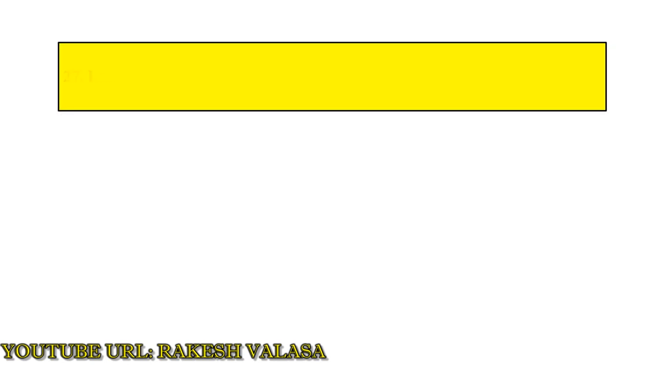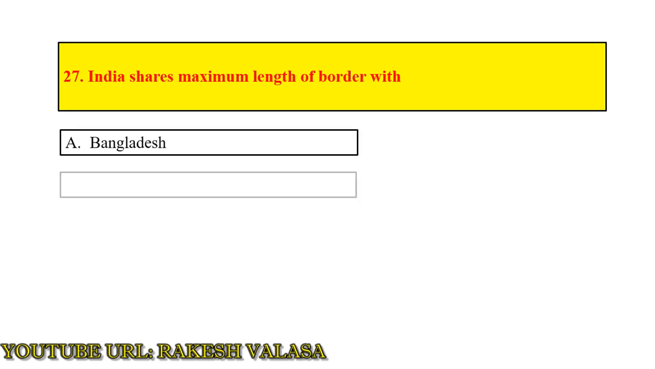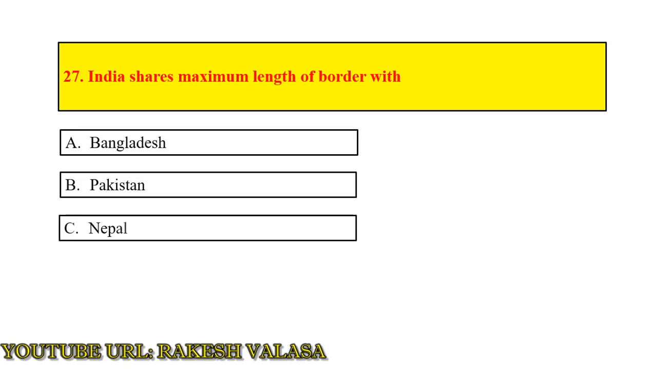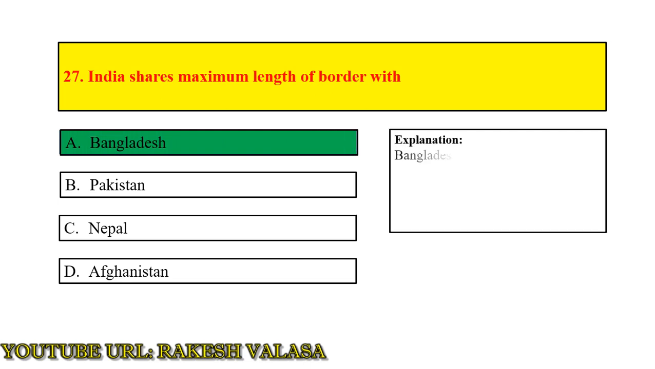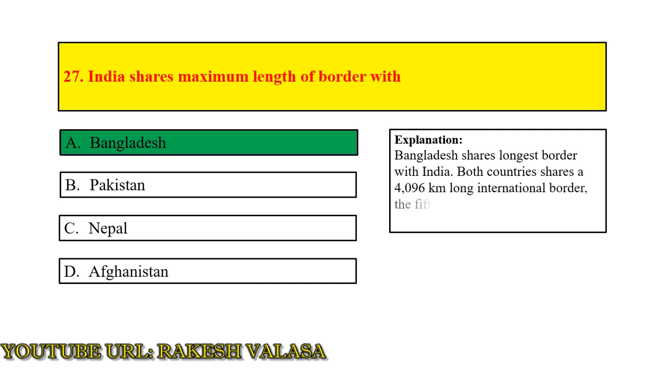Question number 27. India shares maximum length of border with. Answer. Bangladesh. Explanation. Bangladesh shares the longest border with India. Both countries share a 4096 km long international border, the fifth longest land border in the world.